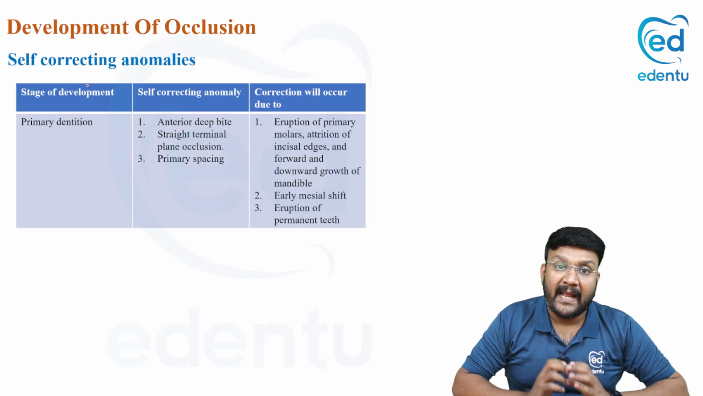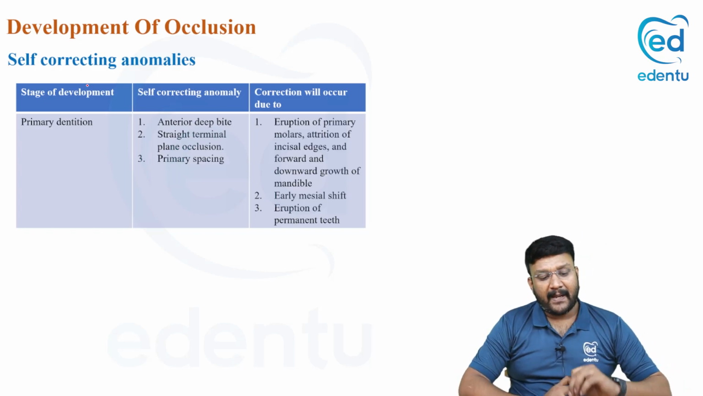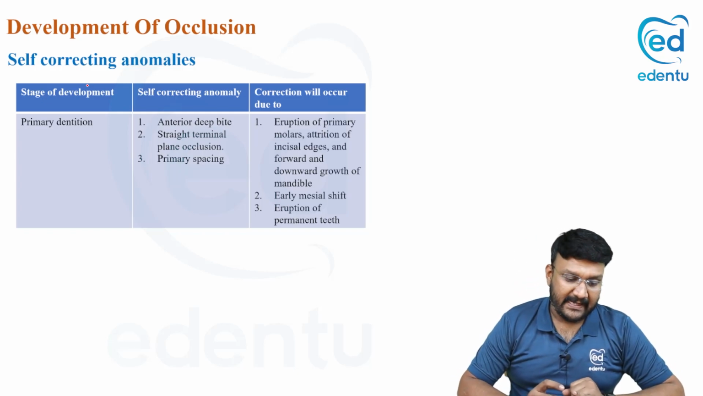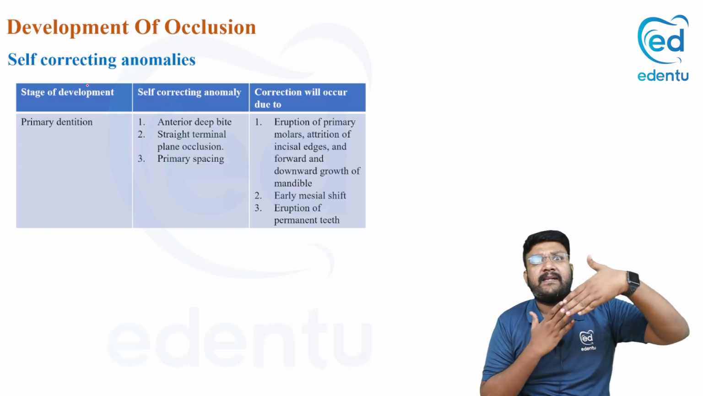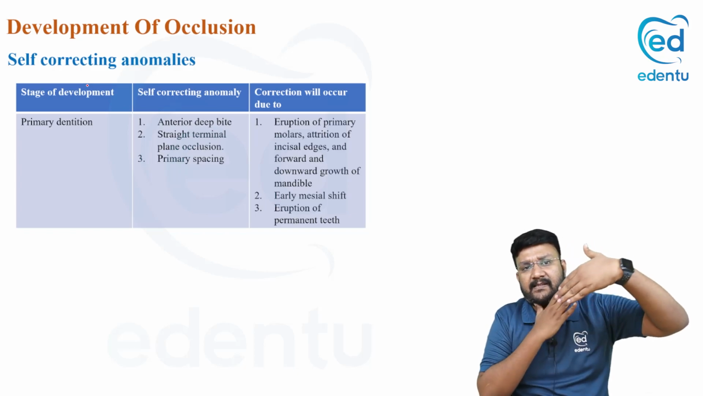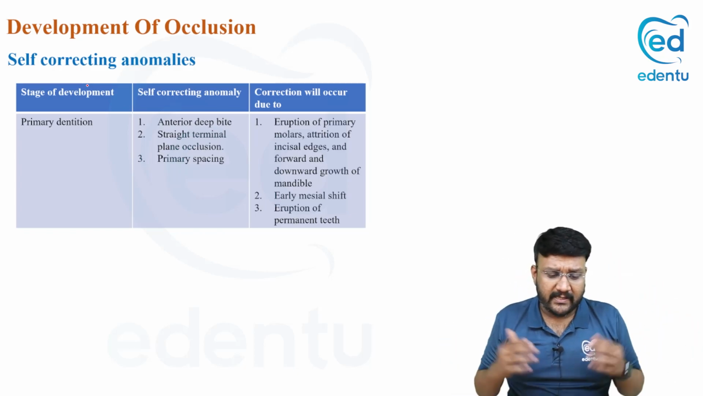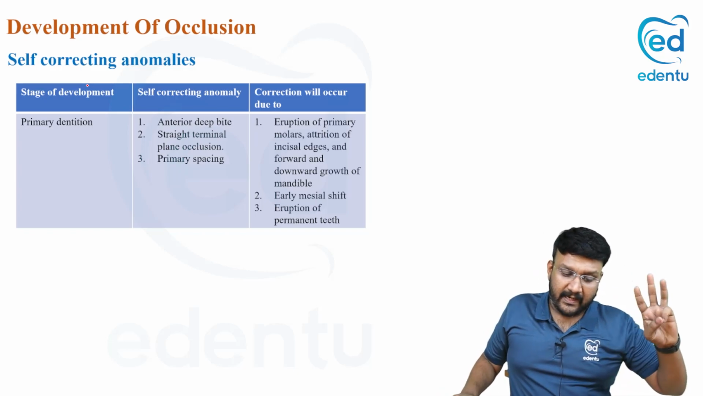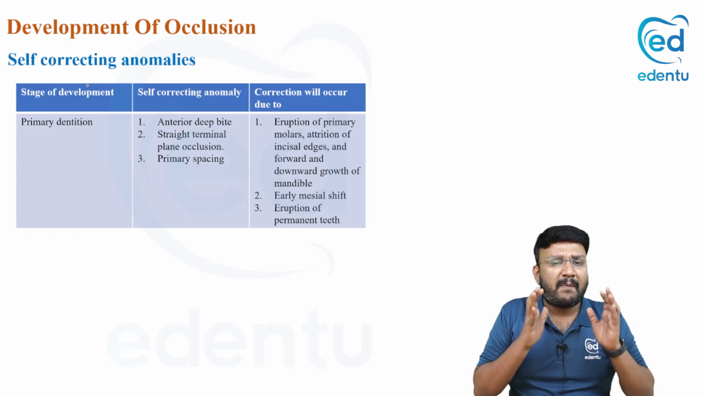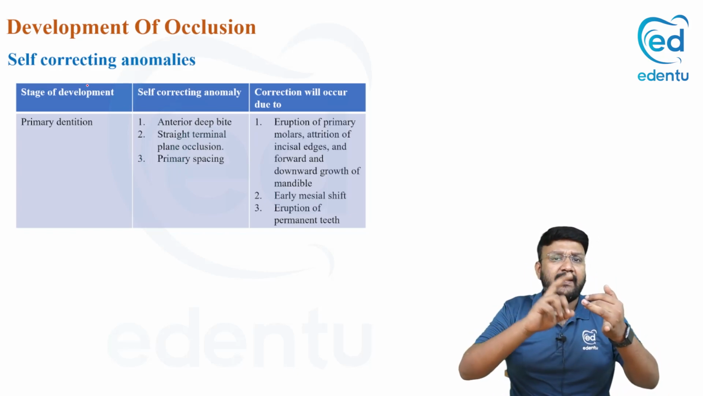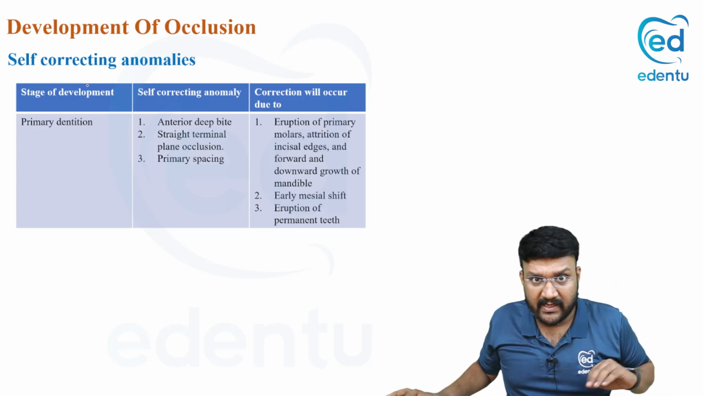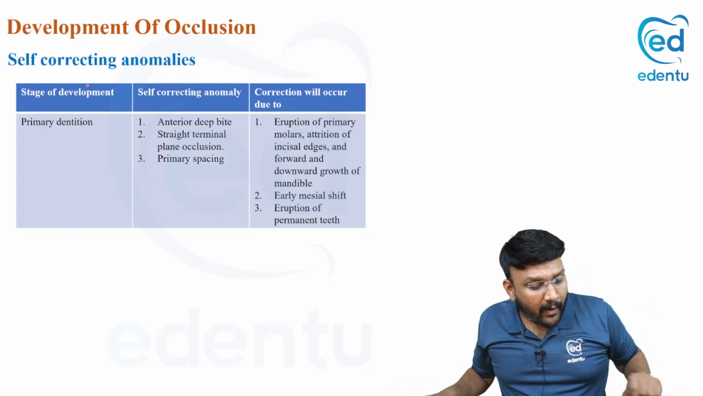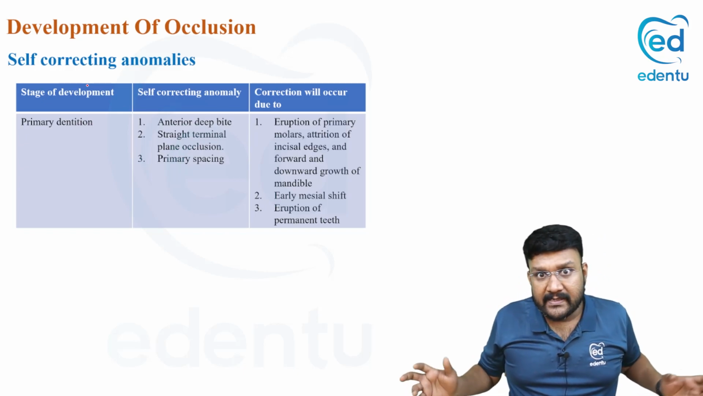Next is the primary dentition stage. In primary dentition stage, again there are 3 things. One is the deep bite. We told almost the bite is upright, upper incisors and lower incisors are upright. There won't be overjet, overbite won't be there. Second, we told straight terminal plane occlusion. Third, we told spacing, because we were more stressing on spacing and terminal plane and jet and bite during the session on primary dentition. So, anterior deep bite, how is it corrected?